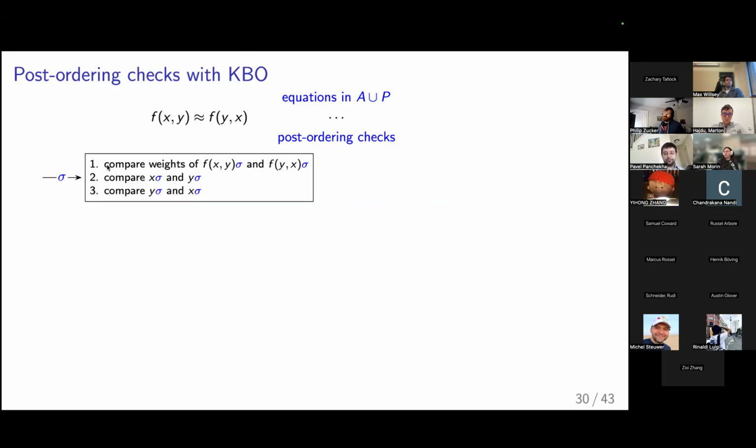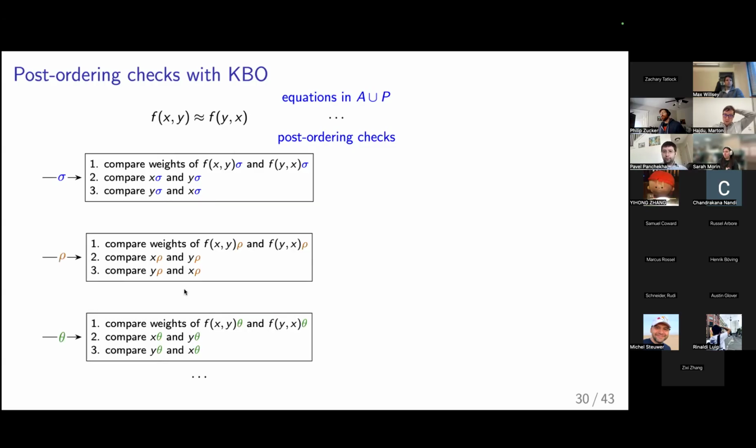So KBO is a weight-based ordering. So we have to calculate some weights of terms and compare them. And then if there is a tie between the weights, we have to do a lexicographic comparison. So we have to recursively also do some comparison between the arguments.